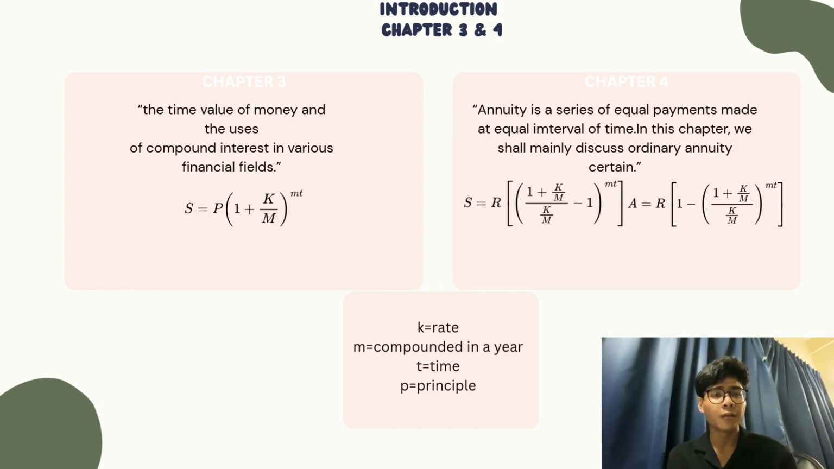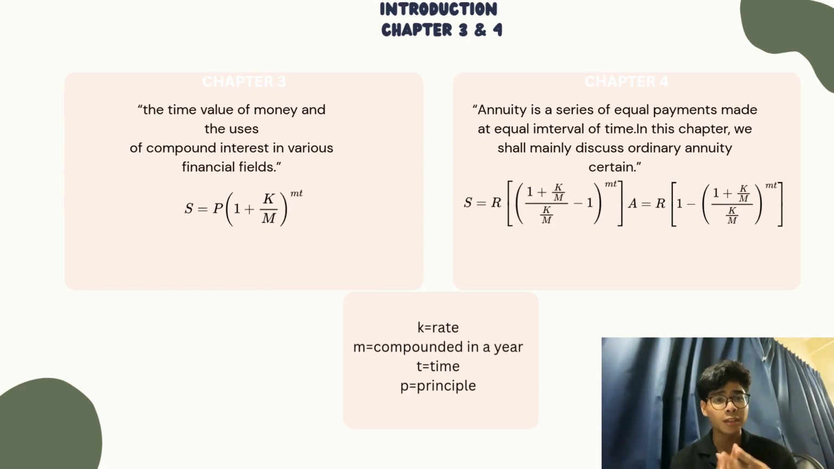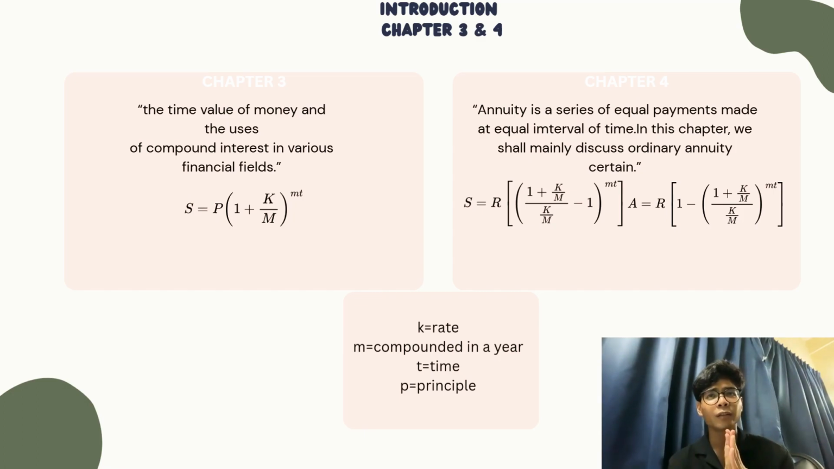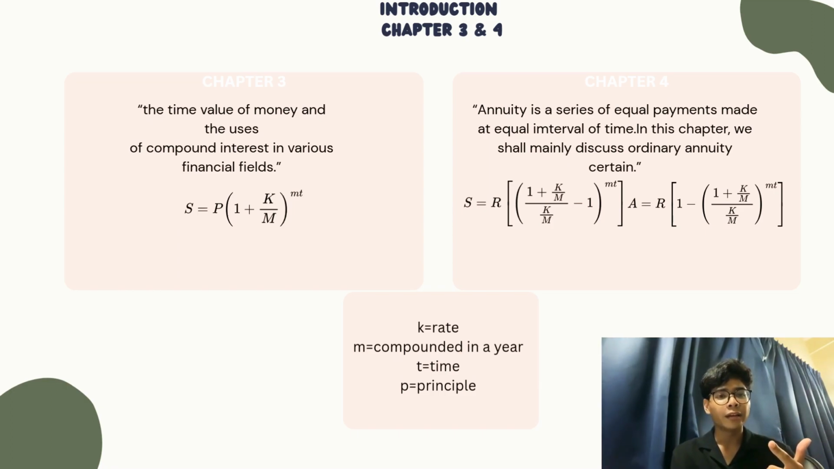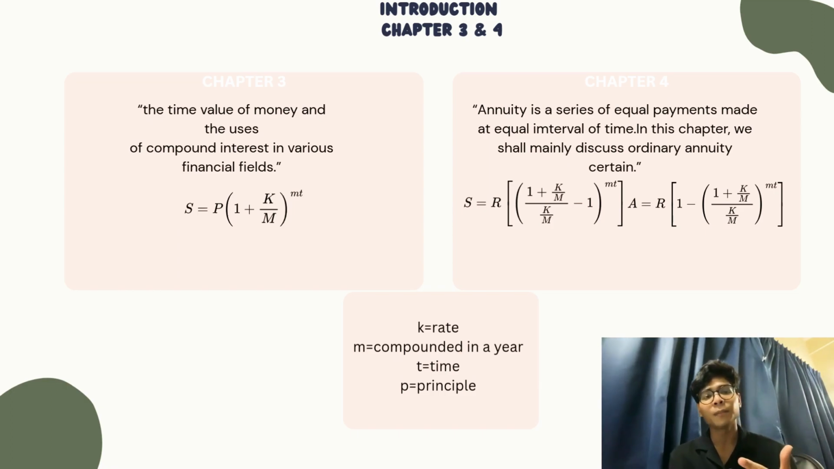And next we go with chapter 4, which is annuity. In this chapter there are two formulas, which are the S formula and the A formula. For the S formula, you use it to find any value that will increase, like saving, invest and missed payment. While for formula A, you use it to find the value of borrowing, the value of a loan and the value of outstanding principal balance.